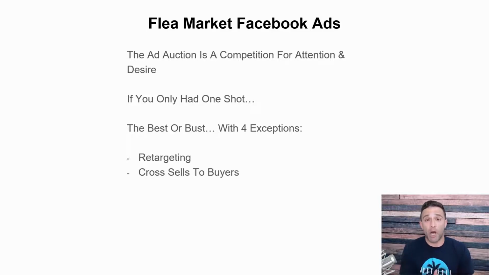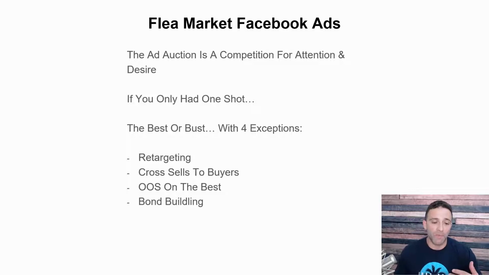Cross-selling to buyers. If somebody's already bought your number 1 thing and number 2 is complementary to that, or it makes sense that they would want to buy this other product, we can advertise that. Out of stock on the best. This happens a lot, particularly when brands come to us and we start ramping up advertising, they sell out of product and they have product that's still coming in. There's this period where we can't advertise the best stuff. It happens all the time, so then we have to go to the second or third bestseller.